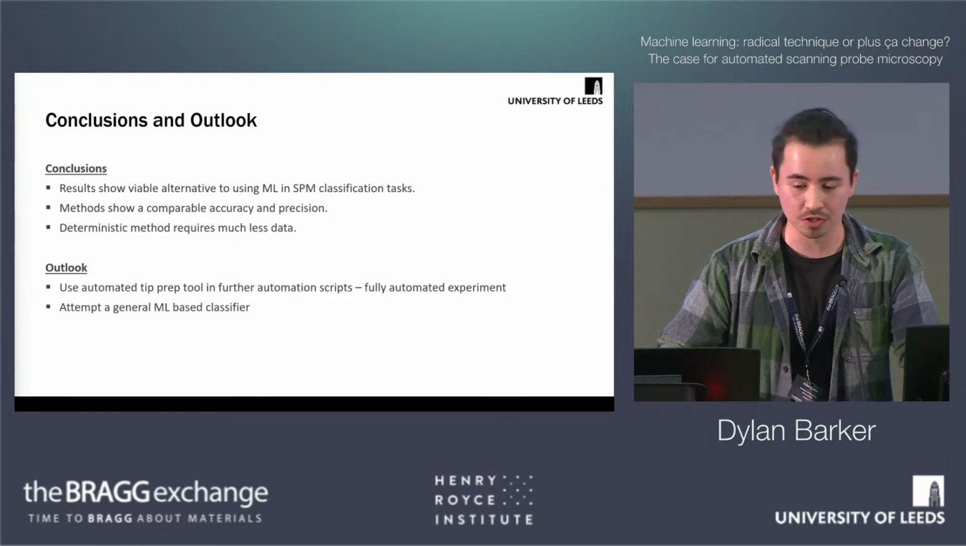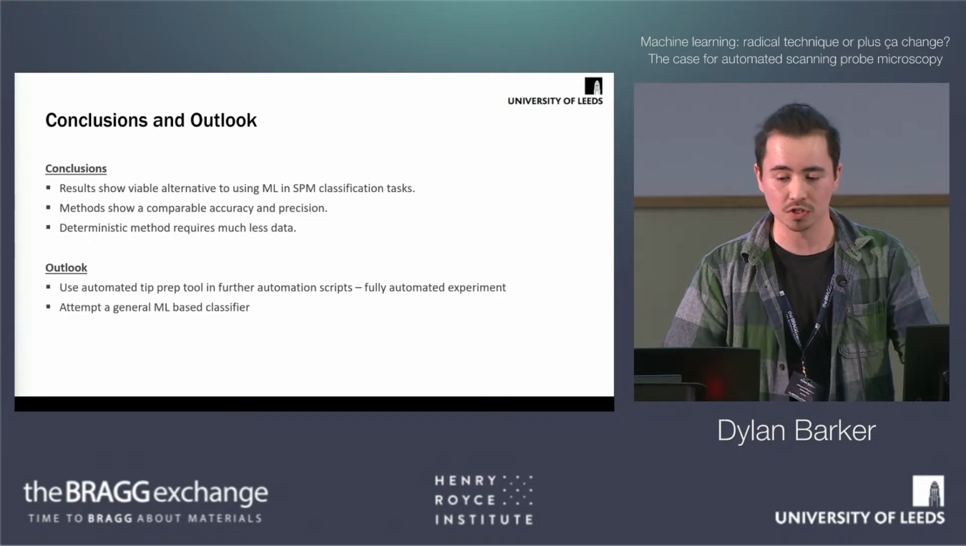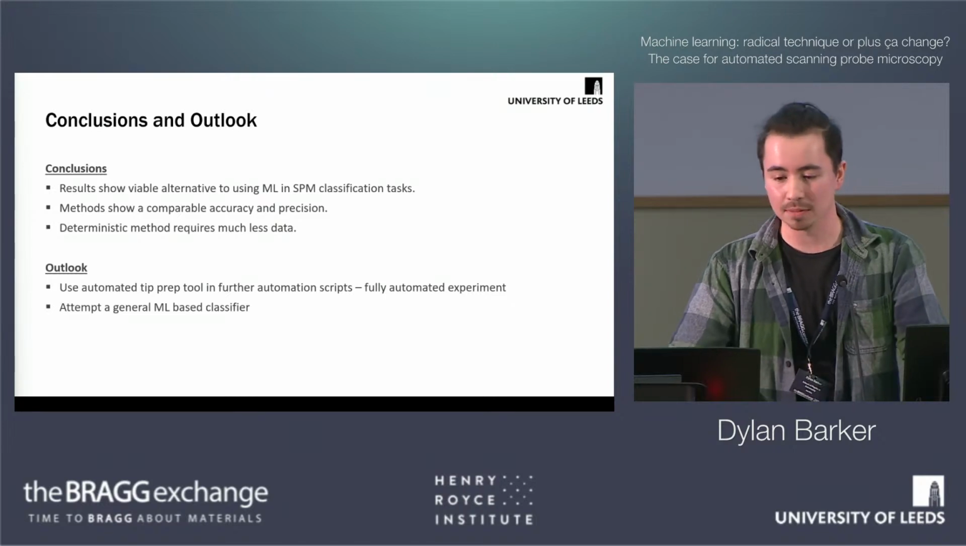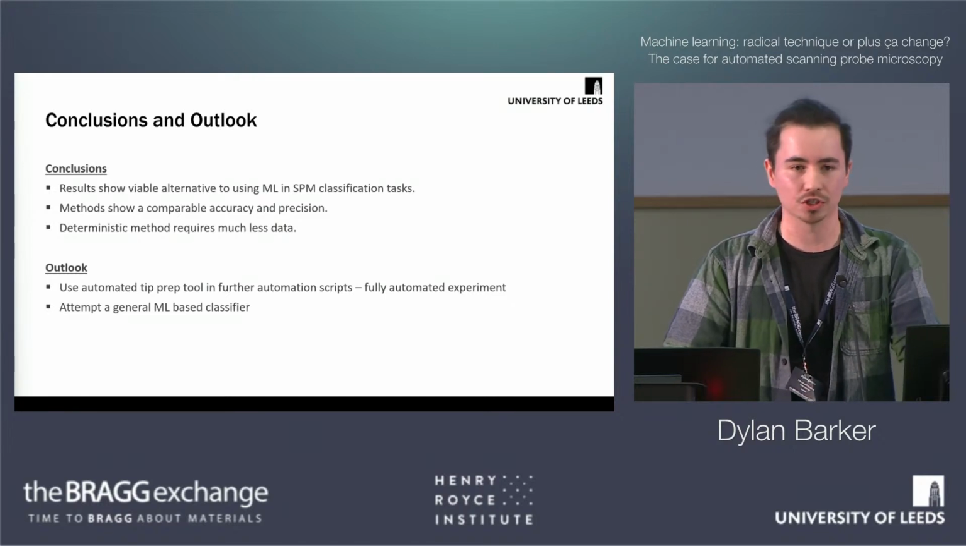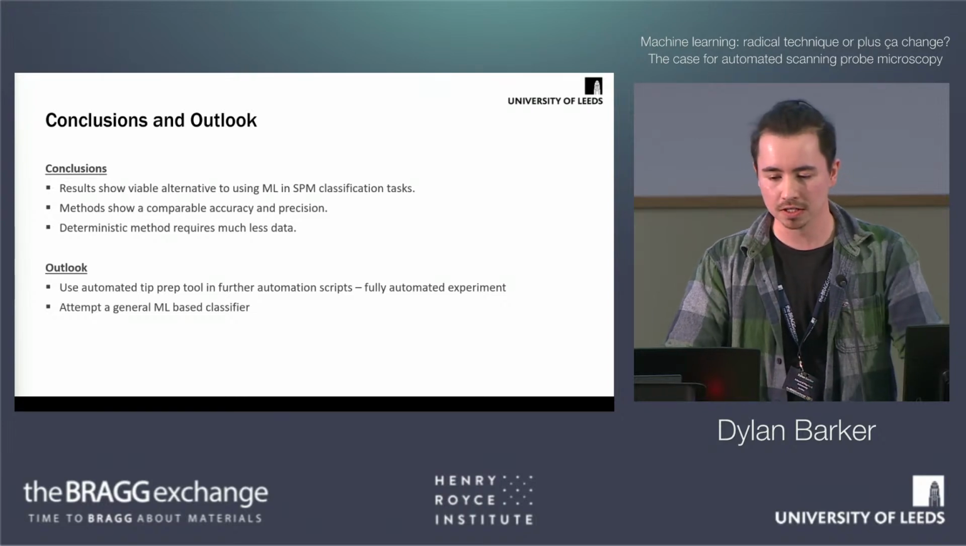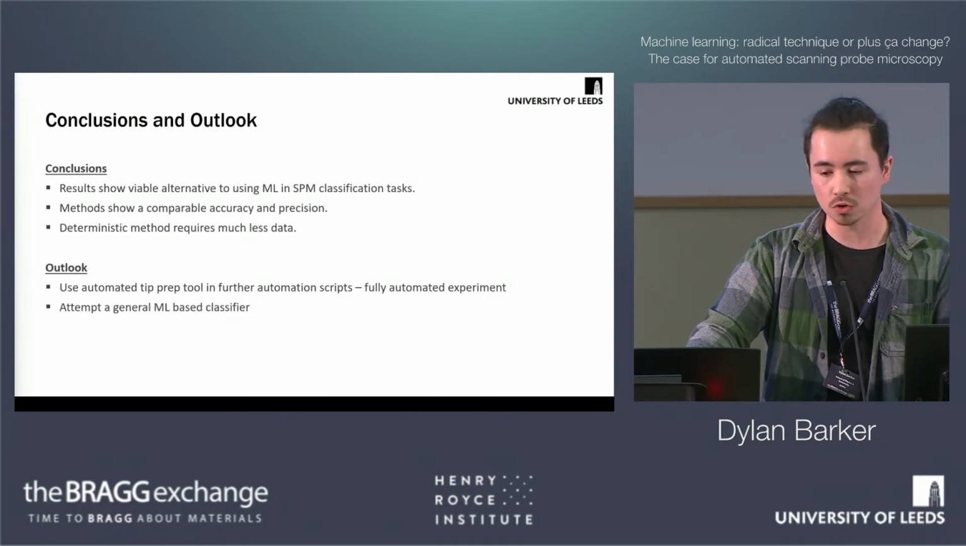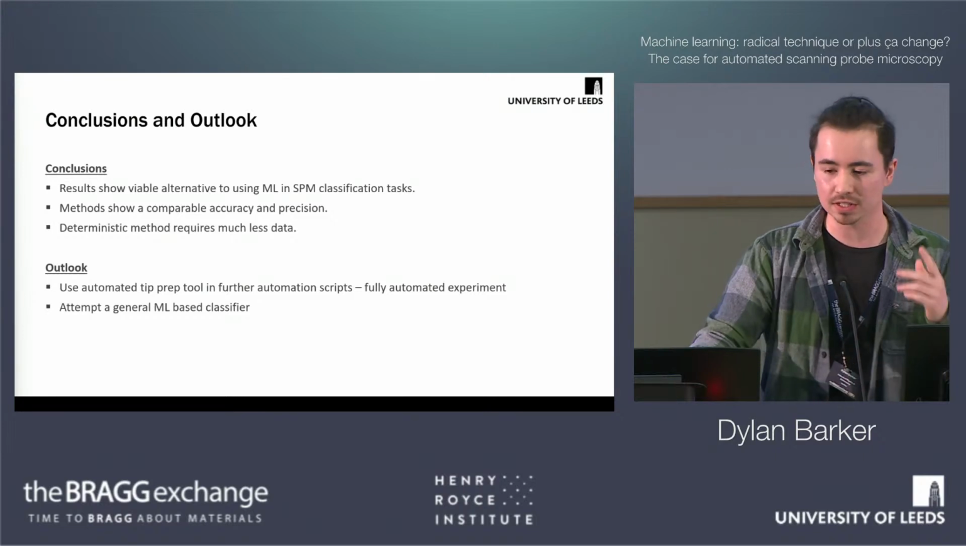And just to conclude, the results are showing that we've got viable alternatives to using machine learning in these SPM classification tasks, and the methods are showing comparable accuracy and precision to each other and also to stuff done in the literature. And these deterministic methods are using the cross-correlation. It's also quite good because it requires much less data, just that single image.